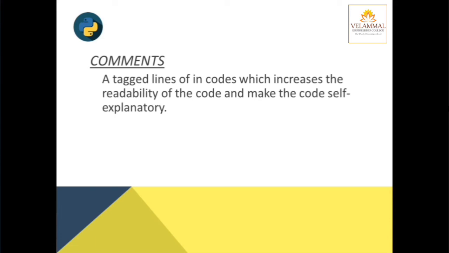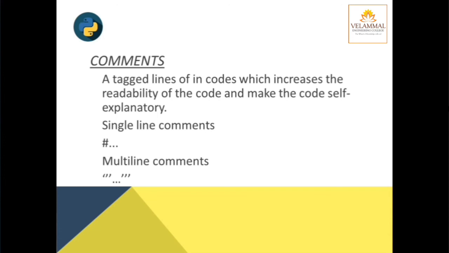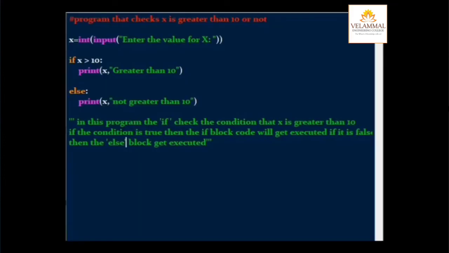There are two types of comments: single line comments, which start with the hash symbol, and multi-line comments, which are enclosed in 3 quotes. This is an example program for comments. In this program, I have used both single line and multi-line comments. In the single line comments, I have explained what the program is going to do, and in the multi-line comment, I have explained the if and else conditions.